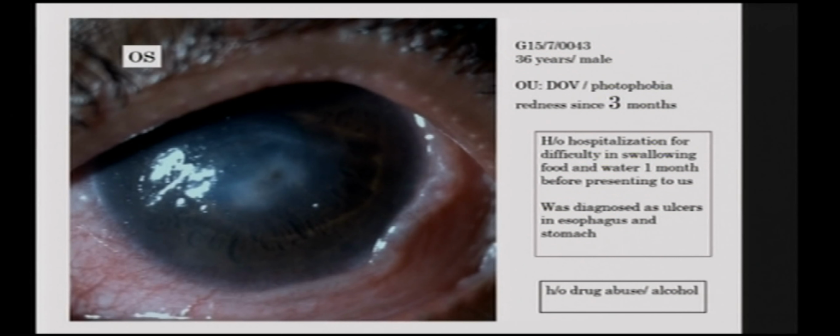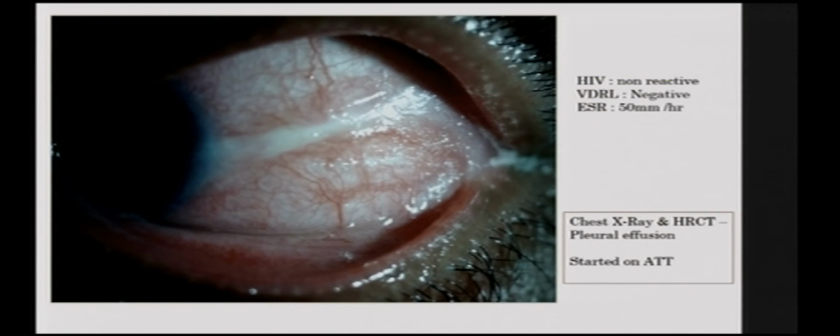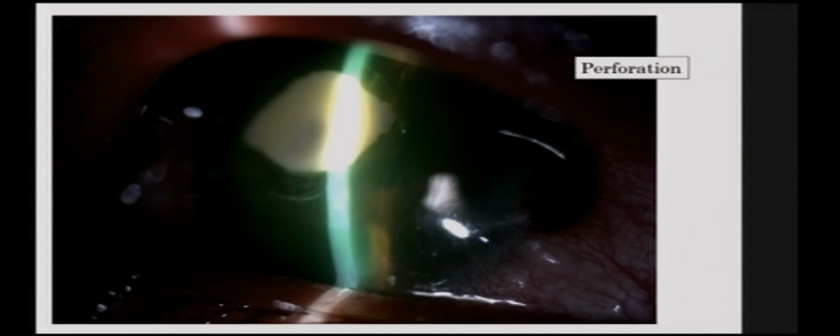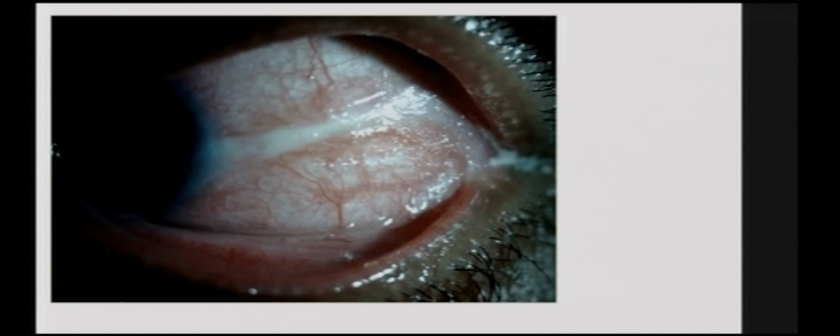So that is something that we don't often ask these patients, but these are some of the things that one needs to look at. The VDRL was negative, the HIV was non-reactive, the ESR was high. This is the picture on the conjunctival side. Chest X-ray showed pleural effusion. He was started on anti-tubercular treatment given the scenario. The eye perforated, went in for a graft with a tarsorrhaphy with a persistent epithelial defect.